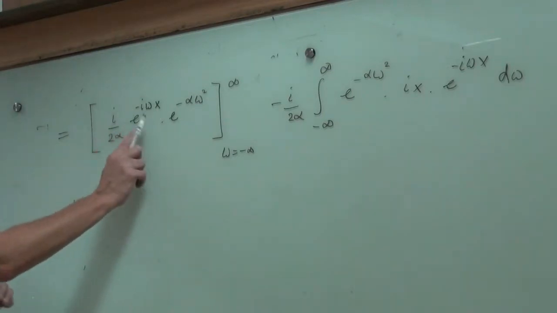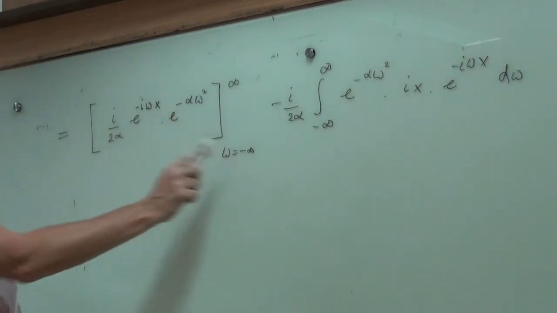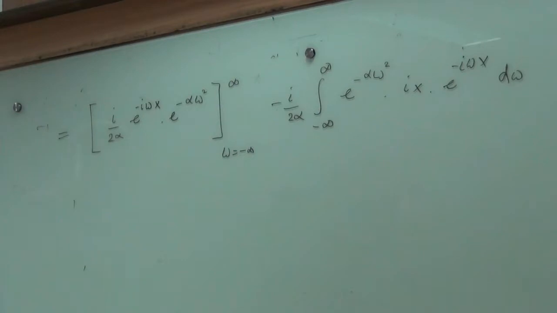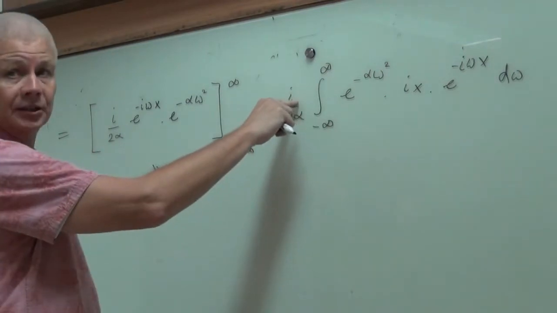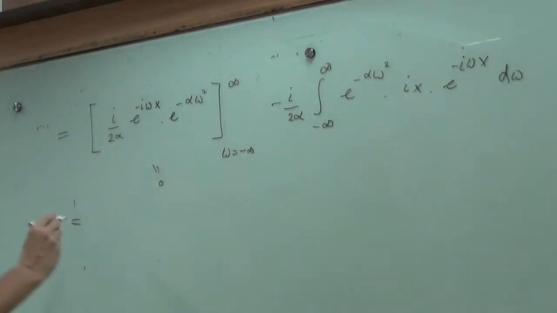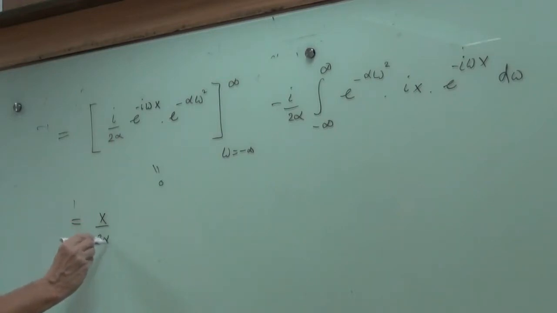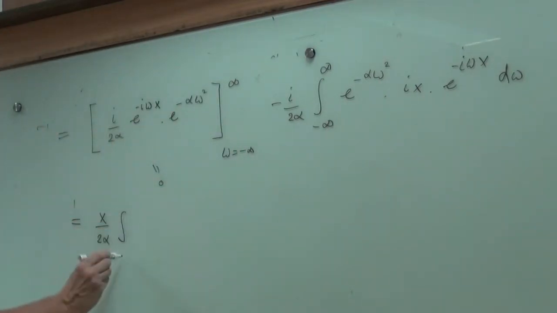Okay, looking at the first term, these are just bounded functions, cosines and sines. And here I have e to the power minus alpha omega squared. Upper bound, lower bound will always give me 0. So this will give me 0. And then I'm left with this expression. And that's equal to, well, take i before it. Then I will get minus i squared, so that becomes plus 1. I can take out the x because it's an integration with respect to omega. So I will get x over 2 alpha times that integral.